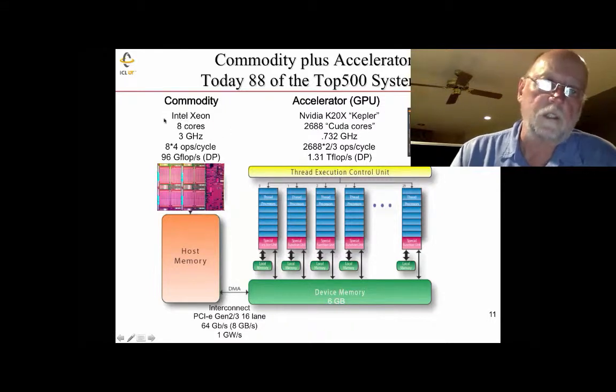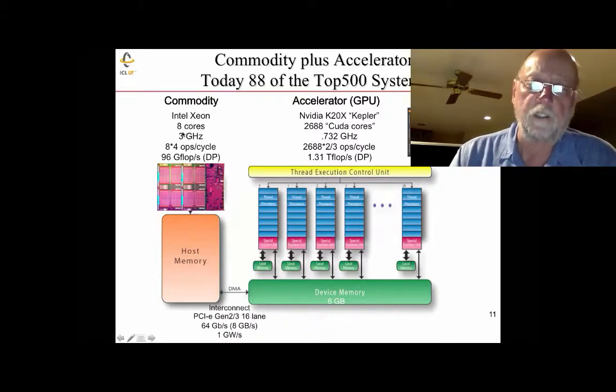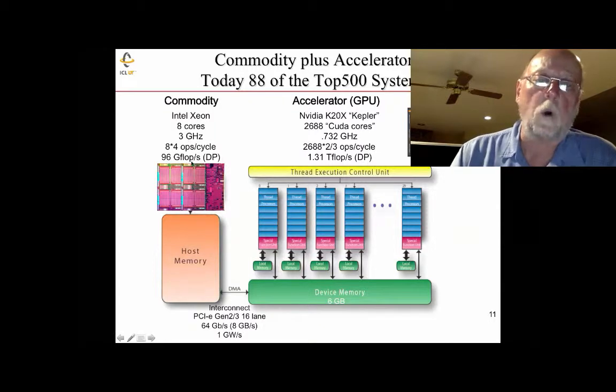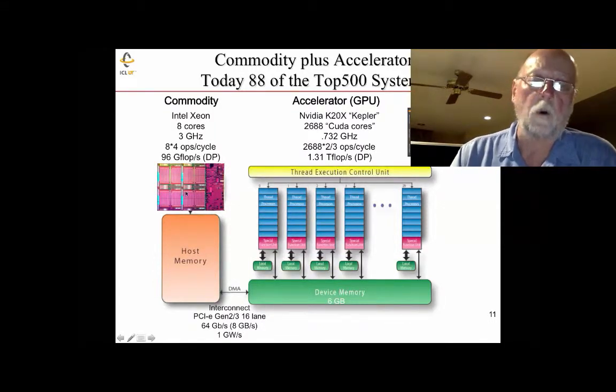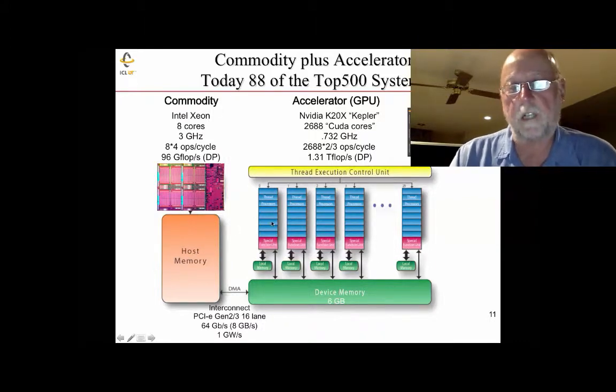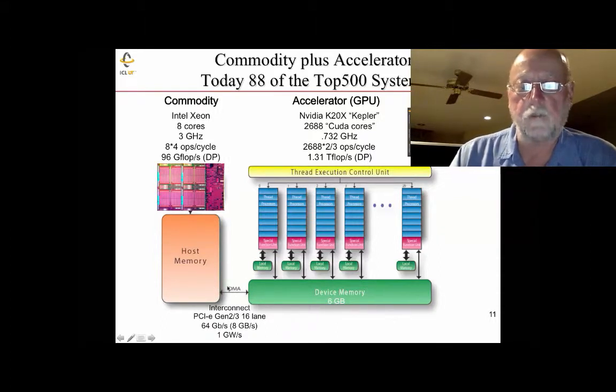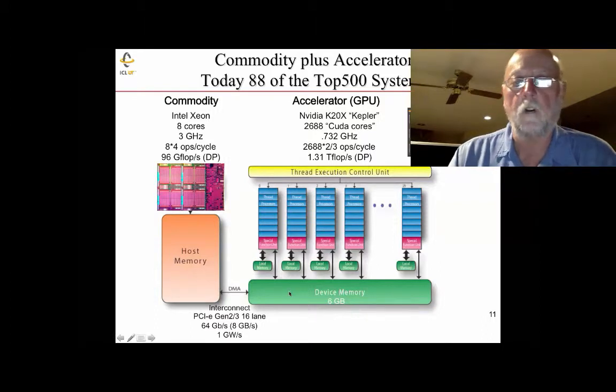And the way this works is the commodity processor's in charge. In this cartoon, there are eight cores in this Intel Xeon processor. It has the 8 cores plus some memory associated with it. And then there's an accelerator which is attached. The attachment comes about through the memory. So there's a DMA connection which is realized by a PCI Express bus, which allows you to pass data from the host memory over to the accelerator memory. So you would think about passing information over to the accelerator.